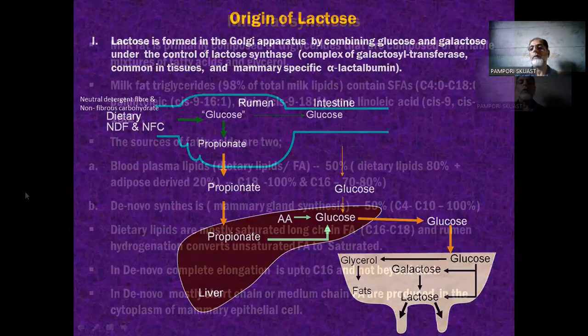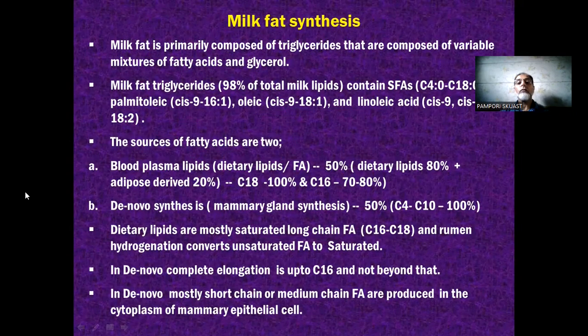We'll be meeting again. Now, in the synthesis of milk, we come to the synthesis of fats in milk, one more very important constituent and a very important energy source, the milk lipids. We already discussed lactose, a very important carbohydrate source in milk, and now one more, the milk fat. Milk fat is primarily composed of triglycerides, made of variable mixtures of fatty acids and glycerol. Milk fat triglycerides constitute about 98% of the total milk lipids.